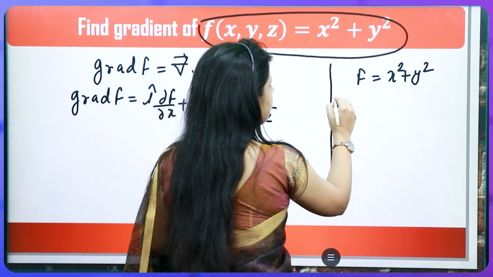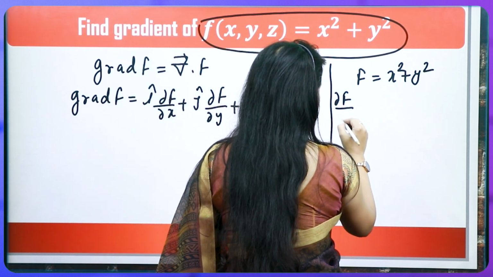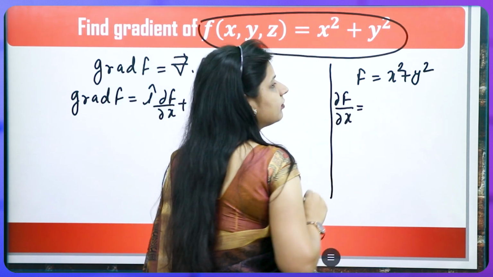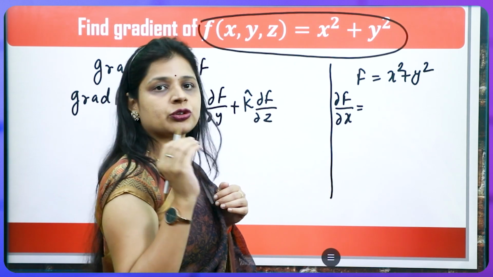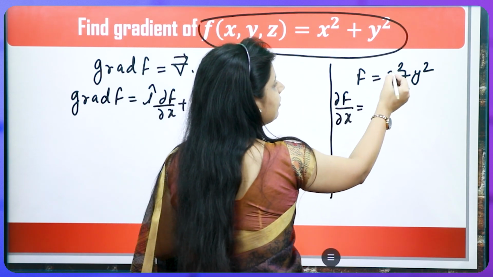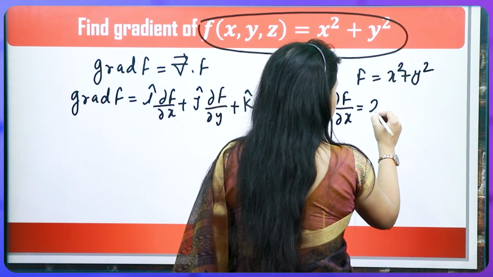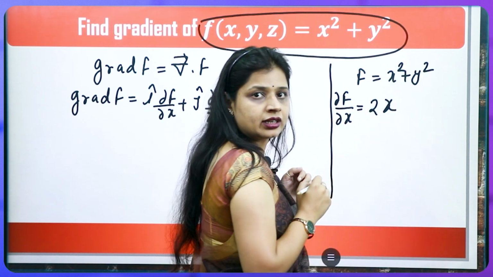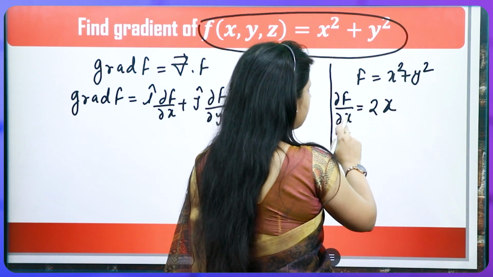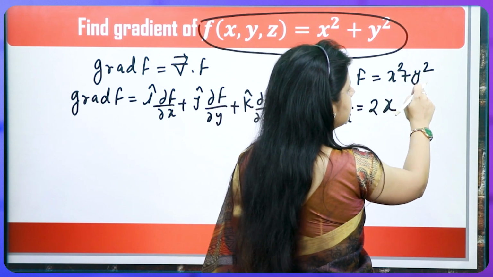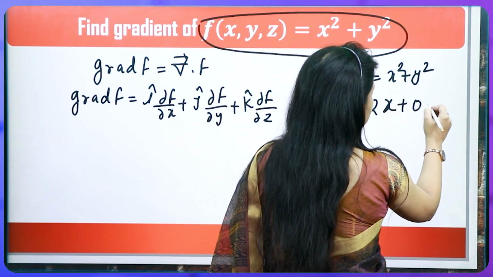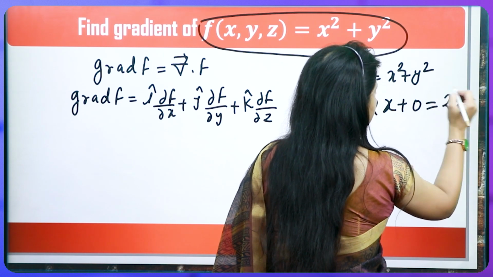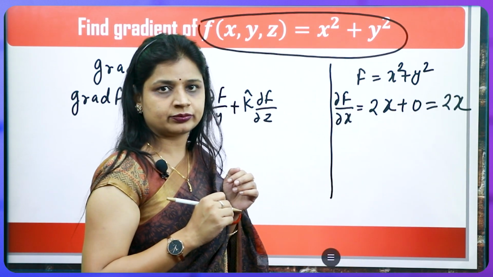To get del f by del x, we have to differentiate this function partially with respect to x. That is, we will differentiate x square, we will get 2x. Now, when we differentiate partially with respect to x, this y will be treated like a constant and this value will be 0. That is, del f by del x is 2x.